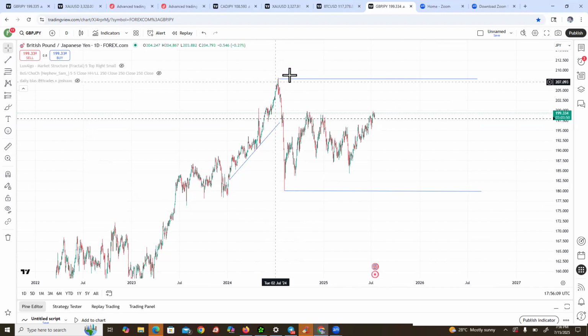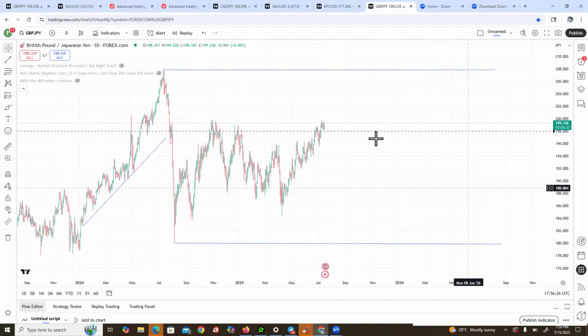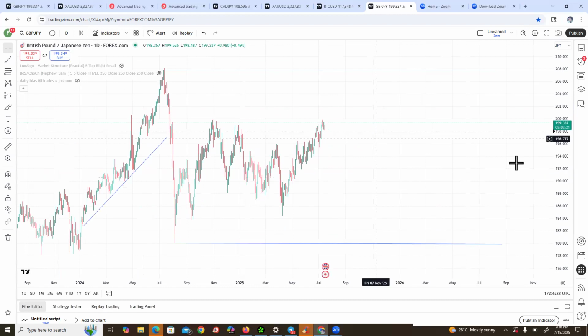But before it clears this liquidity, all these are internal liquidity. You are familiar with internal liquidity already. Do you know internal liquidity and external liquidity, internal range and external range? Do you know about it? Yes, sir. All those strong lows. Yes.